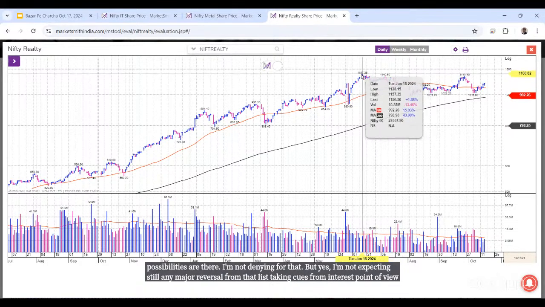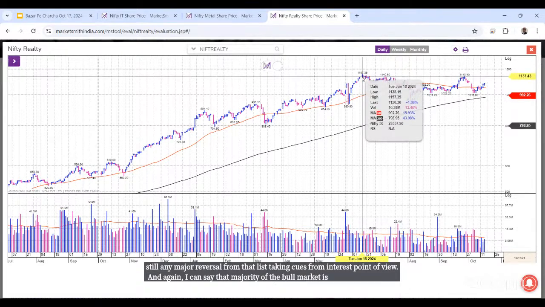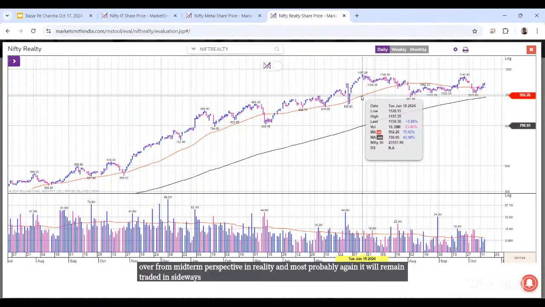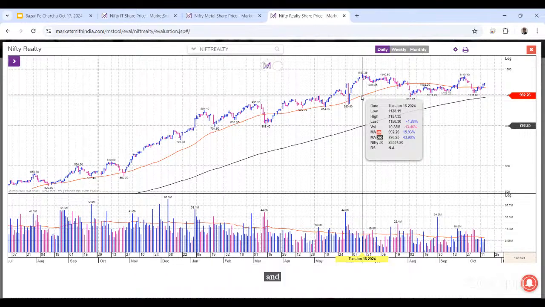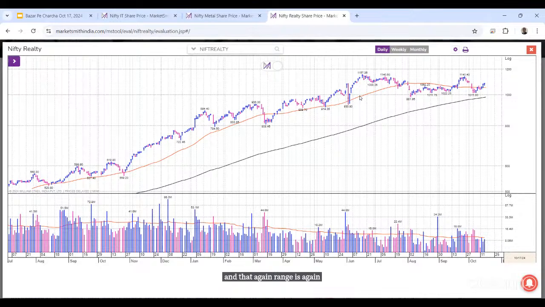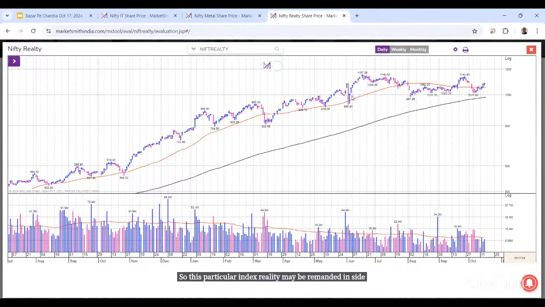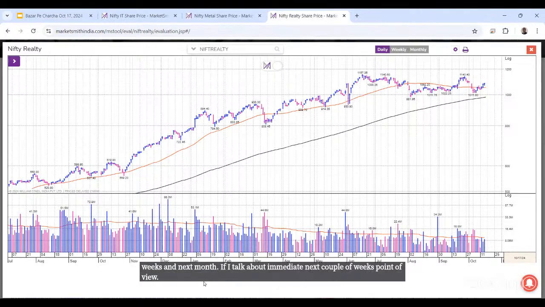Again, I can say that the majority of the bull market is over from a mid-term perspective in realty, and most probably it will remain sideways, the way it has been trending for the last 4-5 months. That range is approximately 1,000 to 1,100 plus or minus: downside maybe the 1,000 to 900 zone, and upside a maximum of the 1,100 to 1,150 zone. So this index may remain sideways in the next few weeks and next month.